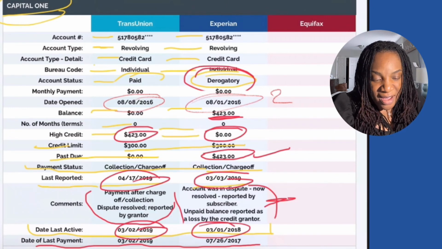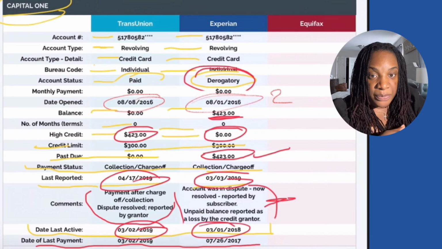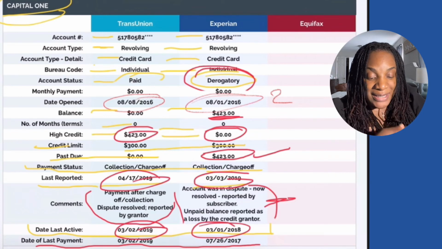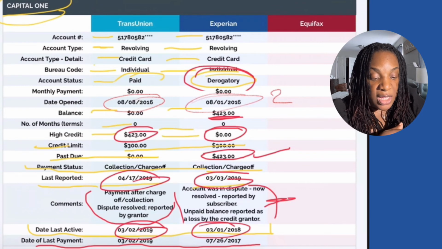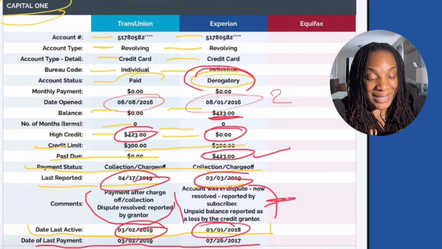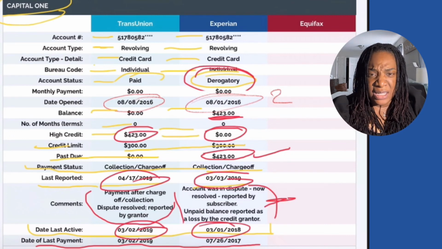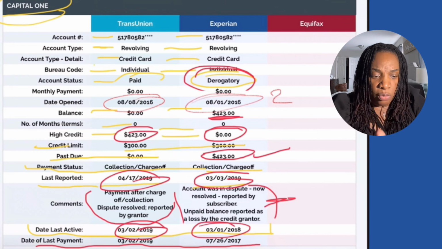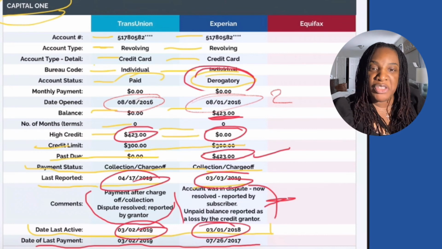Okay. Date of last payment. There's no way that the date of last payment could be 7/26/2017 if the date last active is 3/1/2018. That's just all wrong. It's like everything that Experian is reporting on this account is just all wrong.